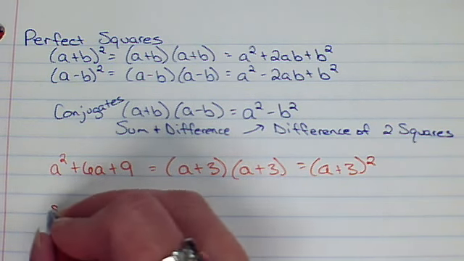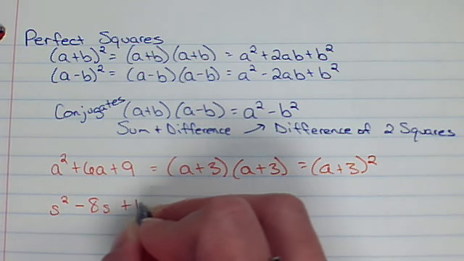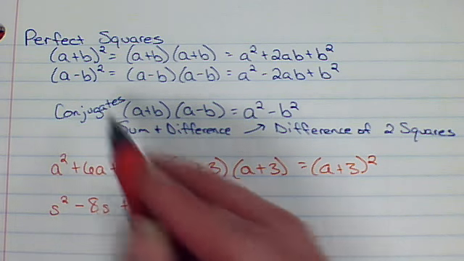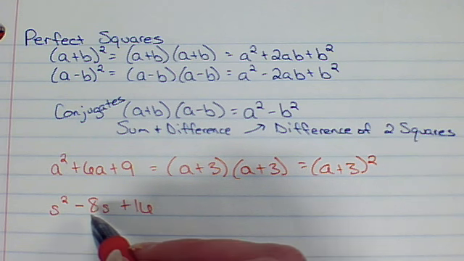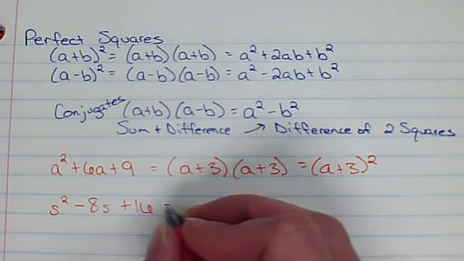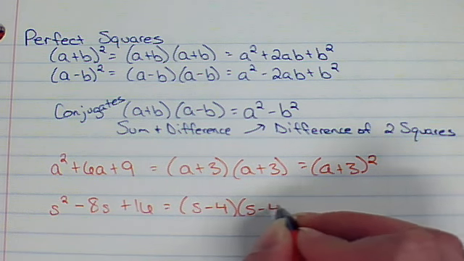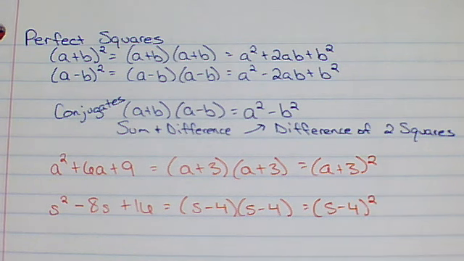What about s squared minus 8s plus 16? Ooh, that's a perfect square. It's got subtraction. I wonder if the square root of 16 is 4. Is that doubled? Sure is. That'd be s minus 4, s minus 4, or s minus 4 squared.